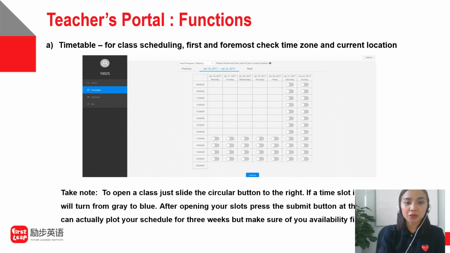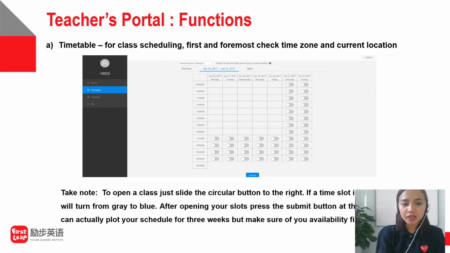Okay, so for the timetable option, you will use this one for class scheduling. First and foremost, check your time zone. Okay, when you open your schedule, check your time zone and your current location. Take note that to open a class, you just have to slide the circular button there, okay, to the right. If a slot is open, the tab will turn from gray to blue. After opening your slots, press the submit button at the bottom.